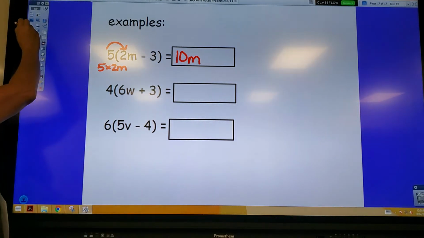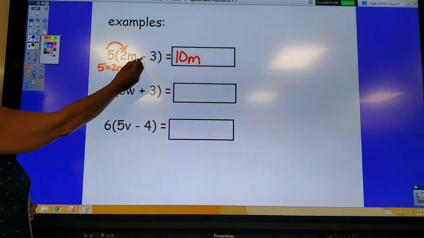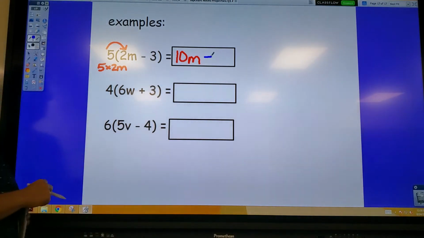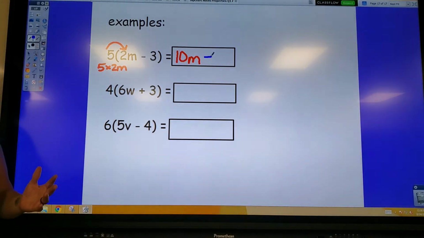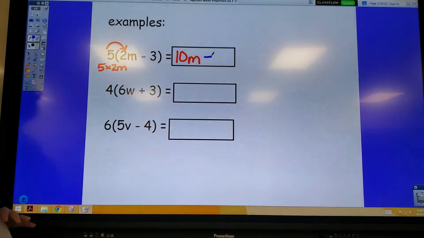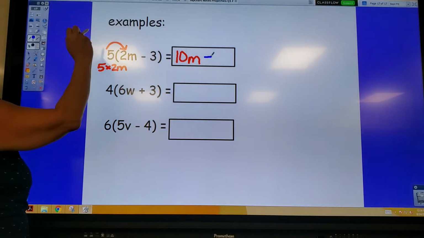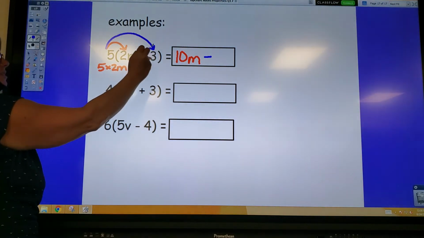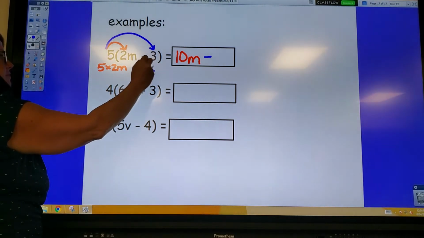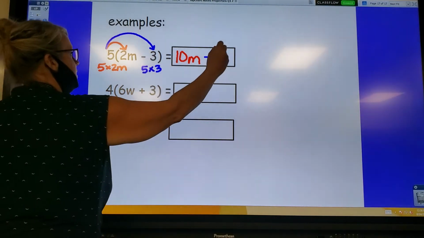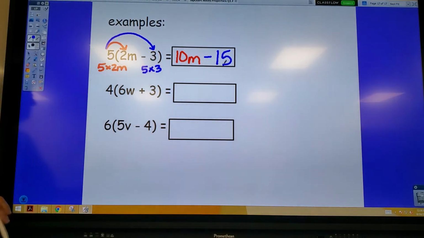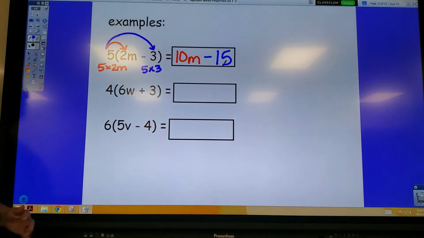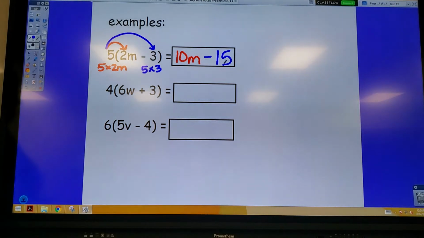Okay, halfway done. Now, there's a minus sign inside of your parentheses, so you're going to have a minus sign over here. That may change a little bit when we get to negative numbers, but we don't have to worry about that yet. Okay, so if you see a minus sign, that's what you use. And then don't forget, you also have to multiply 5 times 3. So don't just leave that 3. We have to do 5 times 3, which is 15. And then you're finished. Okay, 10m minus 15 is your answer. So you would not want to actually subtract anything here. You are only multiplying.